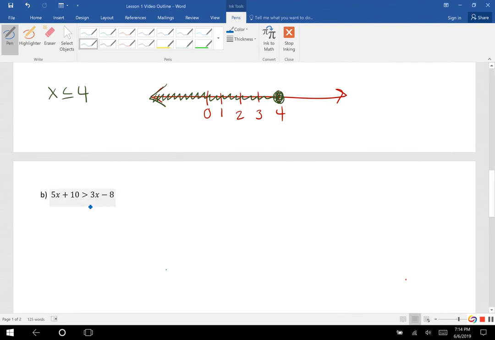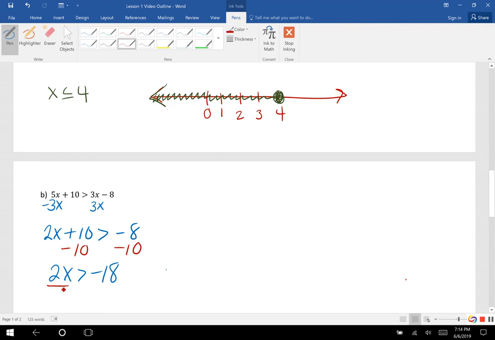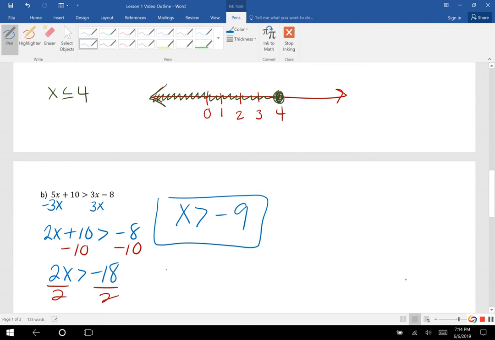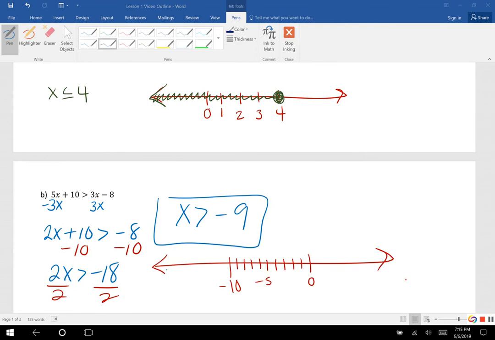We can use the same process for example B. We want all the x's on one side. So let's say I want the x's on the left-hand side. I would start by subtracting the 3x. So 2x plus 10 is bigger than minus 8. And then we can minus the 10. That gives me 2x is bigger than negative 18. And then finally, I'm going to divide both sides by 2. And there's my solution. X is bigger than negative 9.